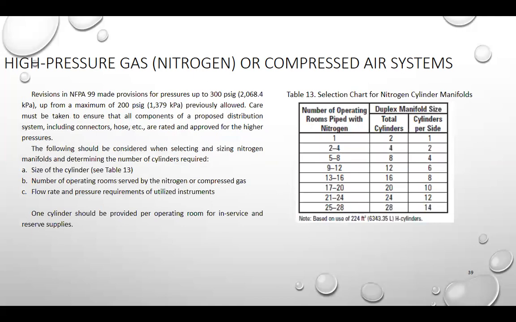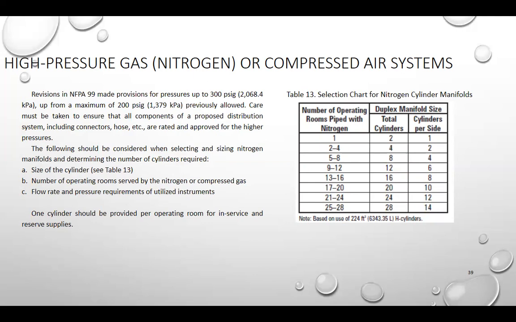So the revision in NFPA 99 made provision for pressures up to 300 psi gauge or 2068.4 kilopascal, up from a maximum of 200 psi gauge previously allowed. Care must be taken to ensure that all components of the proposed distribution system, including connectors, hose, etc., are rated and approved for the higher pressure. So the following should be considered when selecting and sizing nitrogen manifold in determining the number of cylinders required.